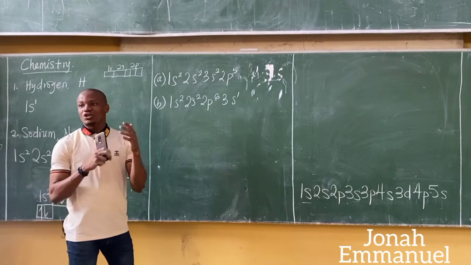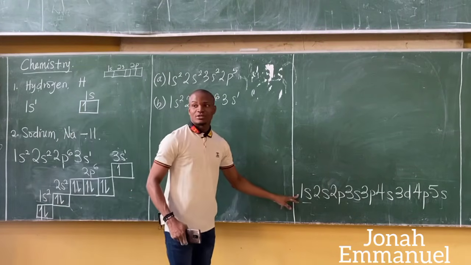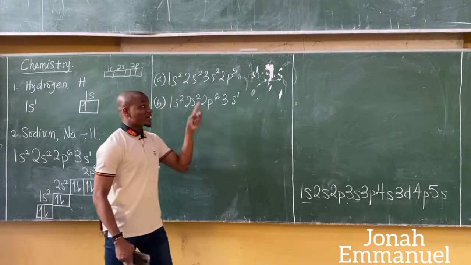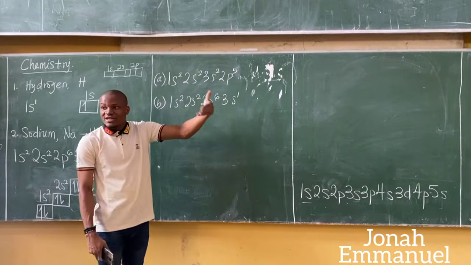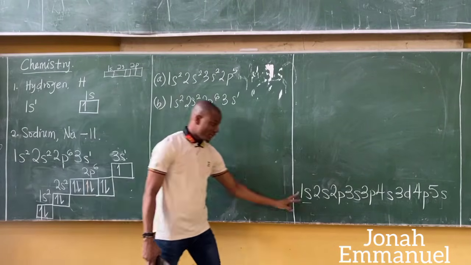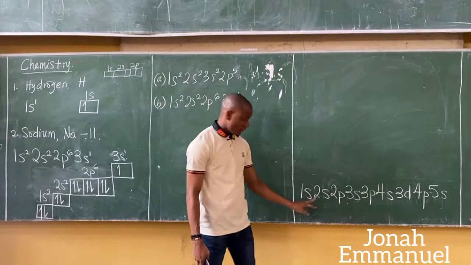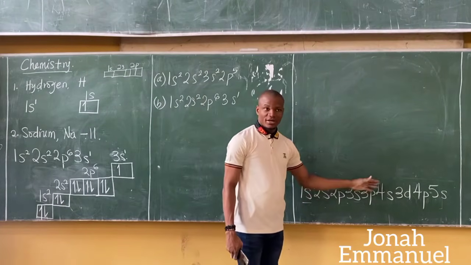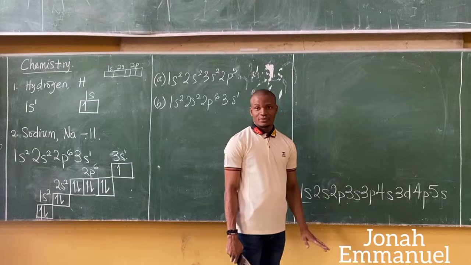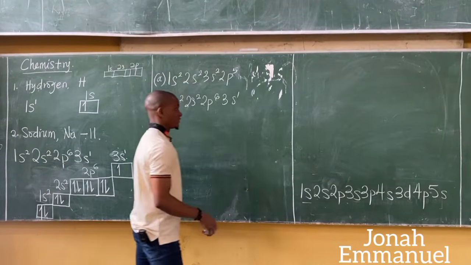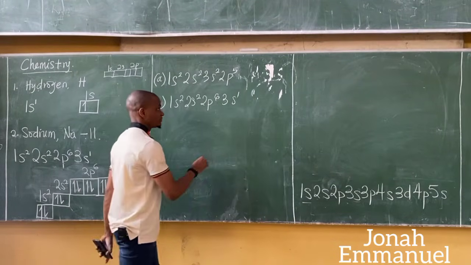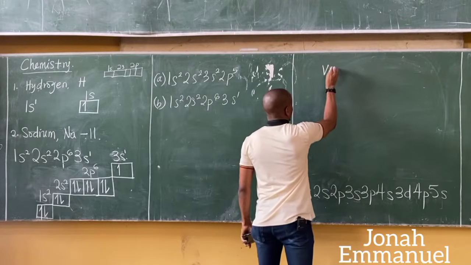So how do you know the correct thing to do? You have to master this one. At this point, it's no longer about counting the parts. It's about the order of arrangement. It must be 1s first, before 2s, before 2p, in this order. Are we good? Let's proceed. Next up, valency.